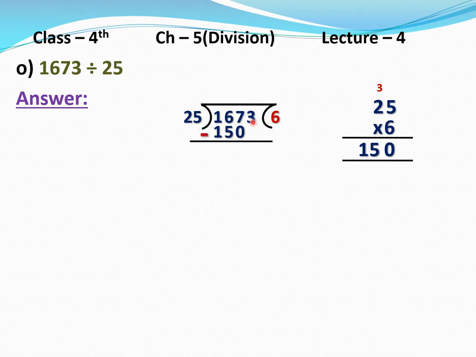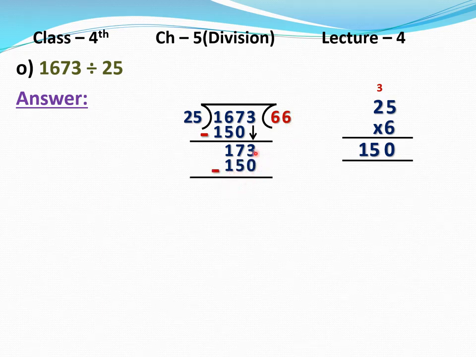Now we will do subtraction. 7 minus 0, 7, write 7 here. 6 minus 5, 1, write 1 here. 1 minus 1, 0, write 0 here. And then we will take down this number, that is 3. The number will be 173. Now we will again multiply 25 by 6. 25 multiply 6 equal to 150.